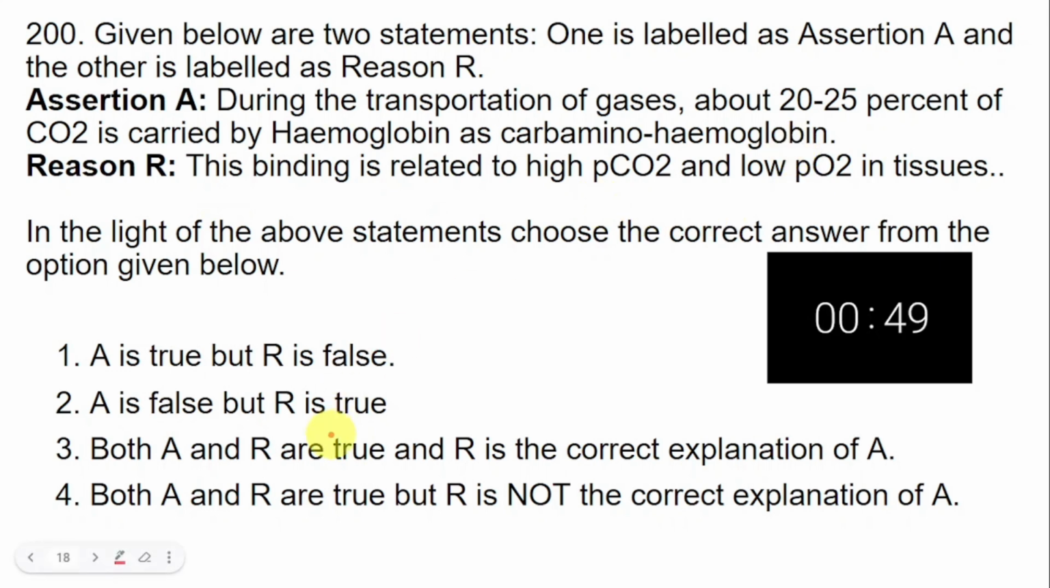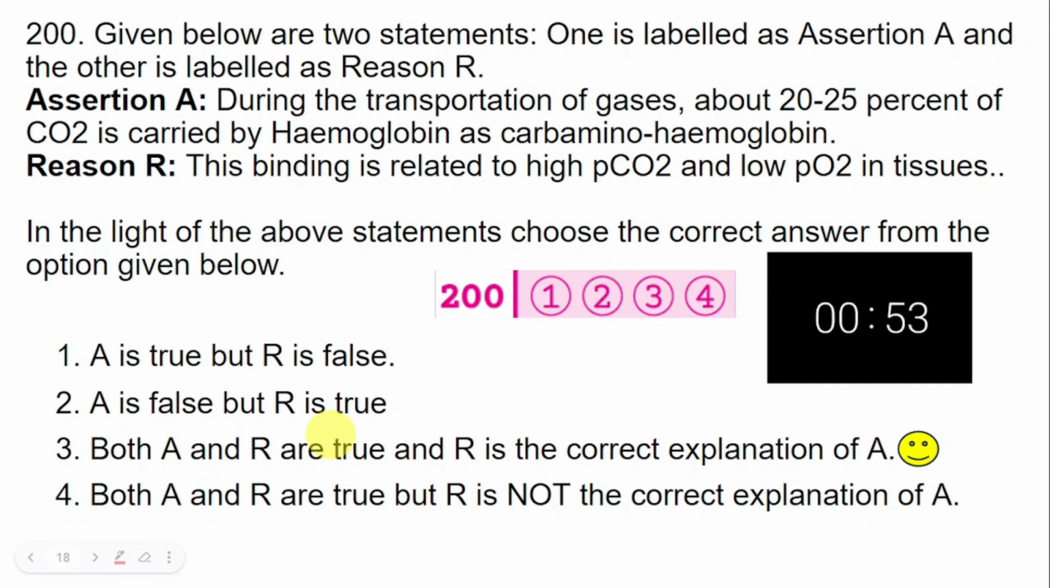So option number 3 is the answer. Mark it on the OMR sheet. Question 200 is 3. And we are done with this question. We are done with this paper.